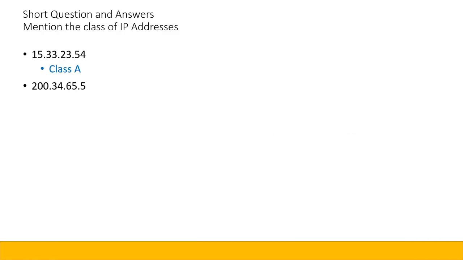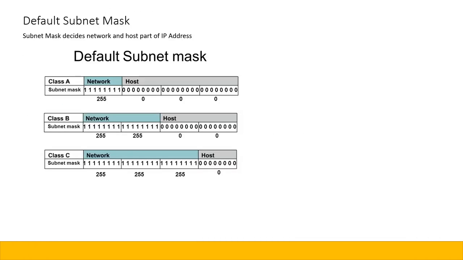Okay, so we will see here now the default subnet mask for class A, B, and C. For class A, we know that the default network portion is the first octet, so the default subnet mask would be 255.0.0.0, and for class B, the subnet mask would be 255.255.0.0, and for class C, it would be 255.255.255.0. So this is the default subnet mask. But would it mean that we will always have these subnet masks for class A, B, and C? No, we can change them as we want.